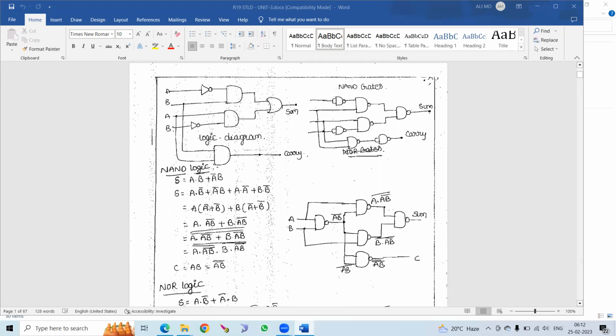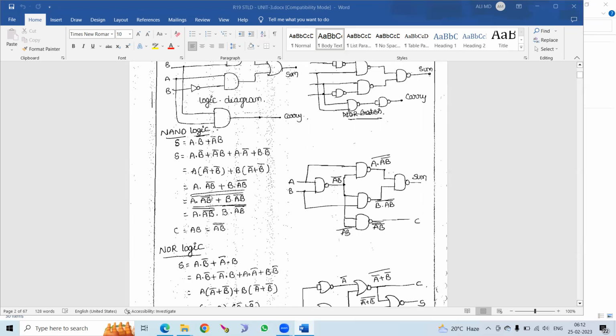So for this expression, we go for Boolean algebraic functions. Here we use the axioms of Boolean algebra, and the De Morgan's theorem, where in De Morgan's theorem, AB whole bar is equal to A bar plus B bar. Again, A plus B whole bar is equal to A bar dot B bar.